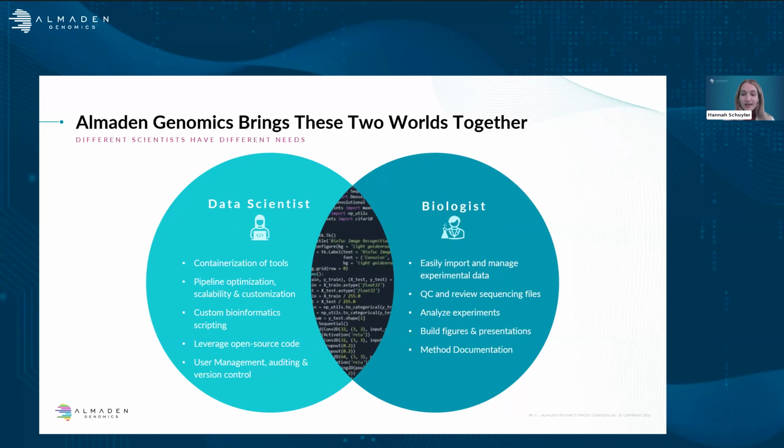And then, of course, on the other side of the coin, we have the bioinformatician. Their main priority is building pipelines, workflows, leveraging open source tools, and really being tasked with helping the biologist analyze their data. And so our goal here really is to help streamline that process and bring the collaboration between both of those two teams.